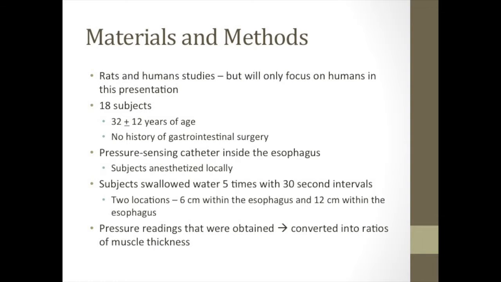The scientists placed a pressure-sensing catheter inside the esophagus. All subjects were anesthetized locally so as not to feel discomfort from the catheter inside their esophagus. The scientists made the subjects swallow water 5 times with 30-second intervals between each, and the pressure was measured every time. They did this in 2 locations, 6 centimeters within the esophagus and then 12 centimeters within the esophagus itself. At both locations, the same procedure was used.